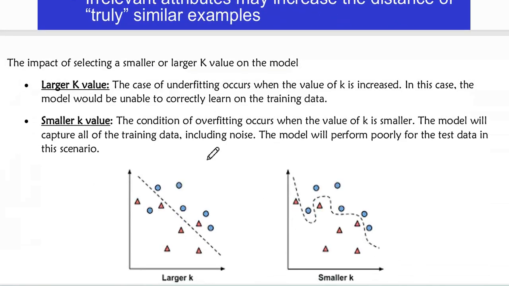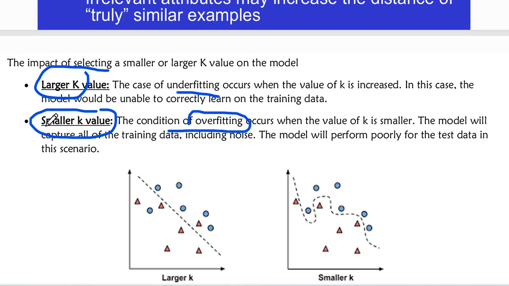If we take a larger value of k, the algorithm may suffer from underfitting. If we take a small value of k, the algorithm may suffer from overfitting. That means choosing the value of k is an important factor in the KNN algorithm. To overcome that problem, we use hyperparameter tuning techniques. By using those, we have to find the best value of k.